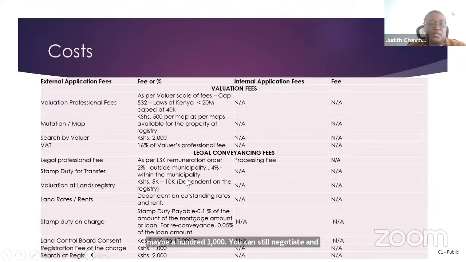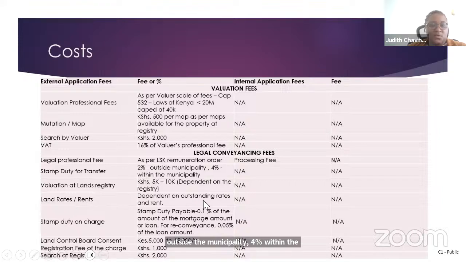This will be in the breakdown that I'll go through: the stamp duty, the valuation of land, the land rates. So they might all sum to maybe 70,000, 100,000. So you can still negotiate. So for stamp duty for transfer, 2% is normally charged outside the municipality, 4% within the municipality. Valuation at the land registry, 5 to 10,000, depending on the registry.